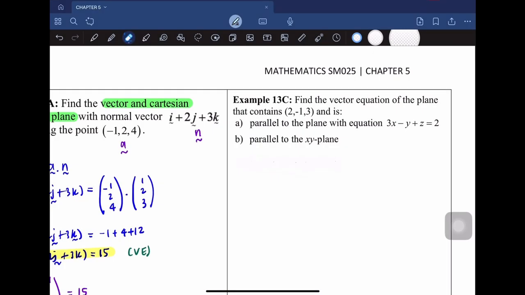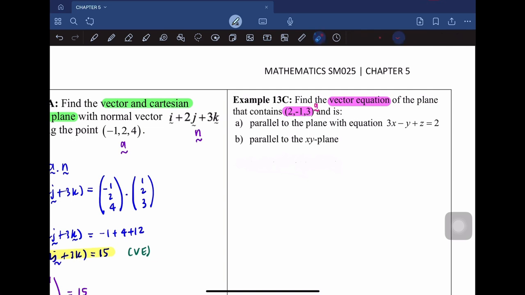Okay guys, so now we are at the last question, the final part of this video. We are asked to find the vector equation of the plane that contains 2, negative 1, 3. So we already have our fixed point over here. So this is our fixed point.